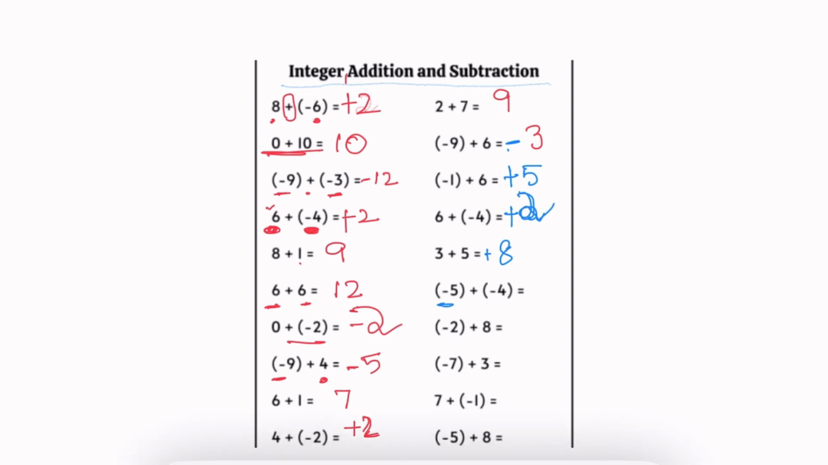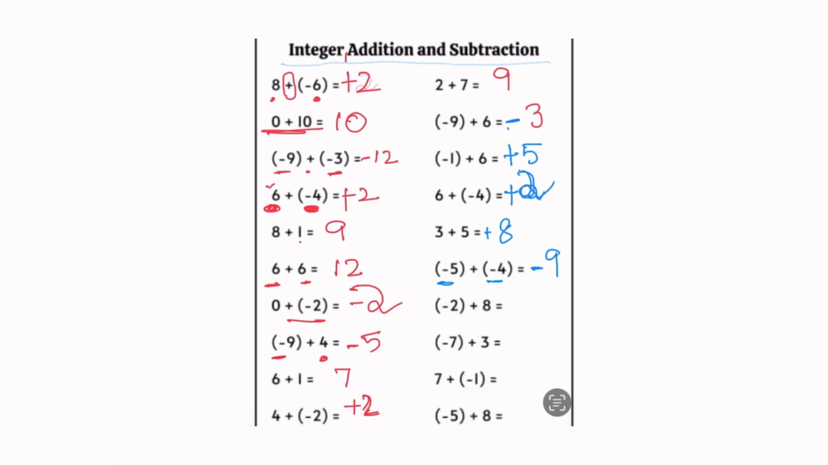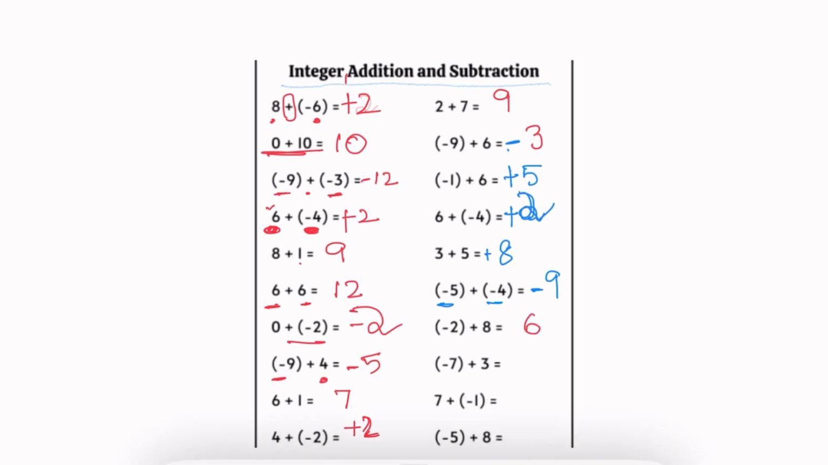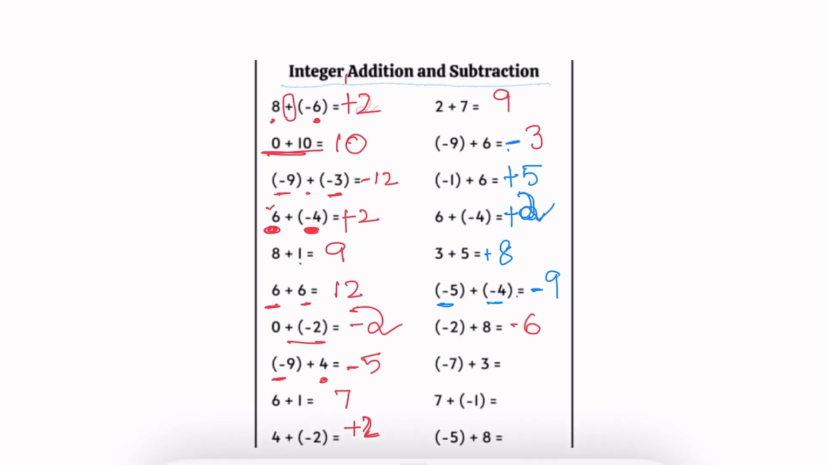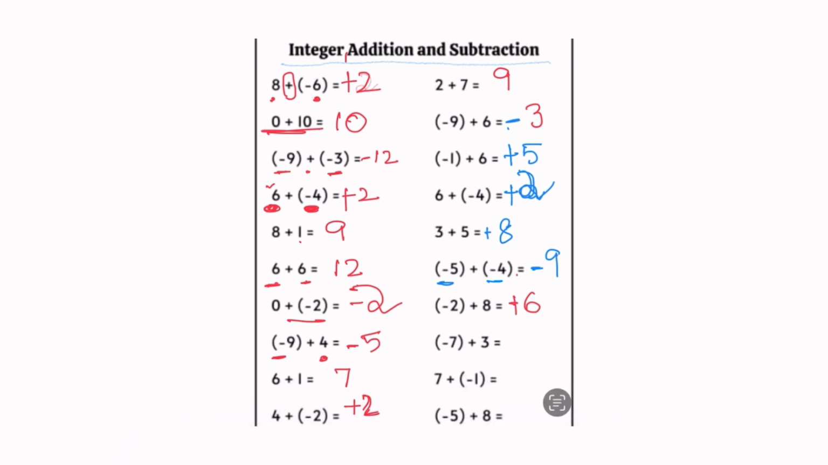So negative 5 and negative 4. When two numbers are negative, I add the numbers, 5 plus 4, 9, and give a negative sign. Negative 2 plus 8. One number is negative, one number is positive. I subtract, 8 minus 2 is 6, and give the greater number's sign. The greater number is 8. I give the 8's sign which is positive. Now try to solve the remaining 3 questions. Giving a pause to the video.